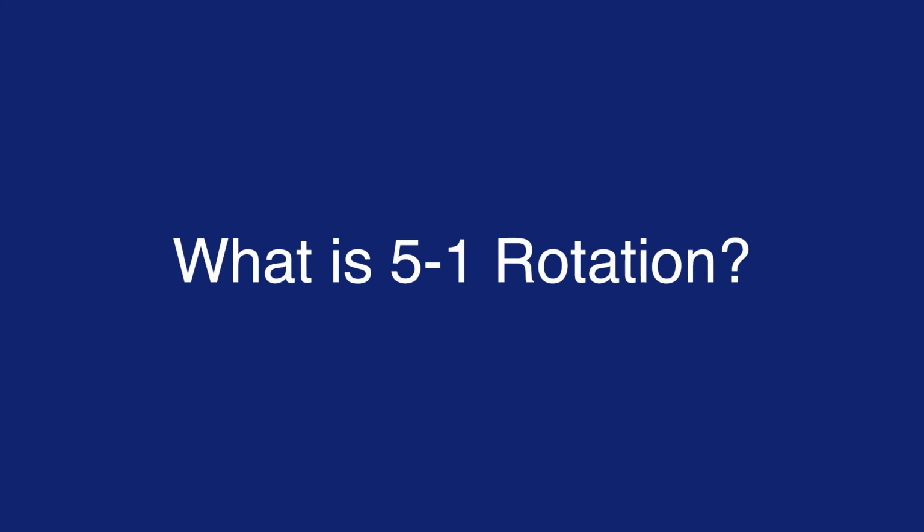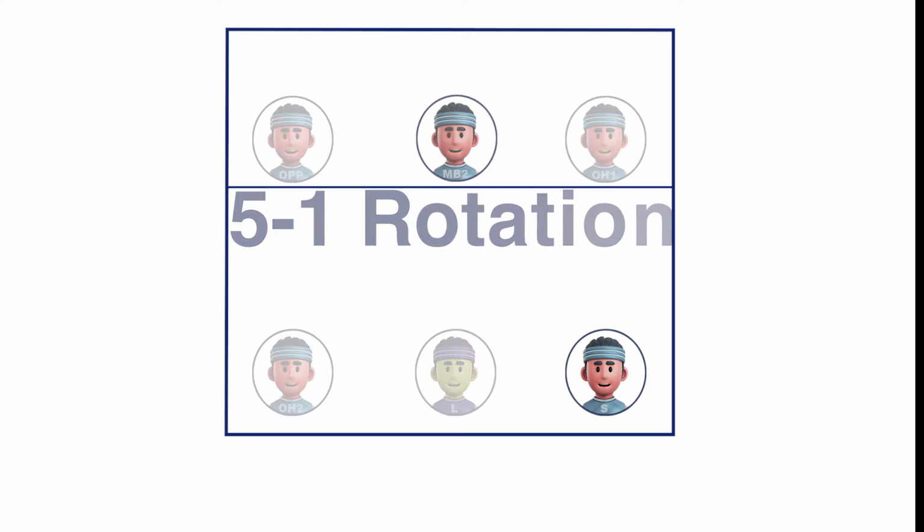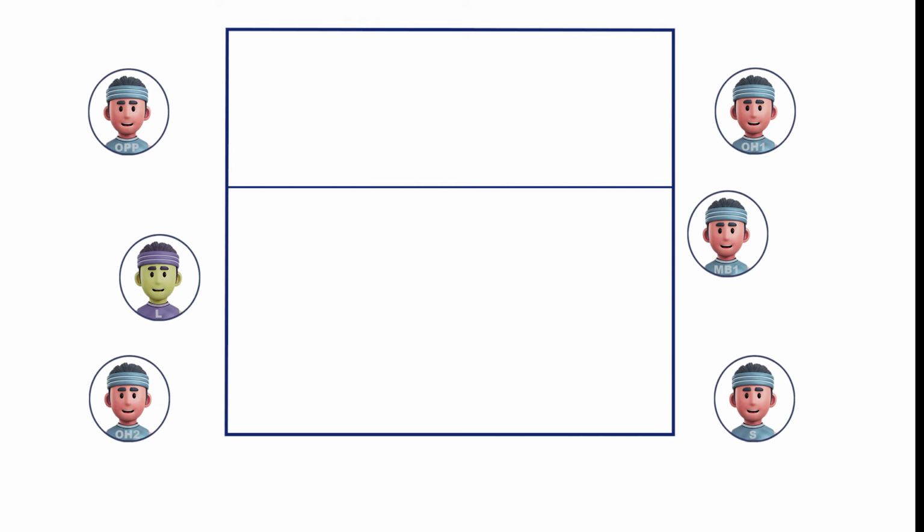What is a 5-1 rotation? As the name suggests, a 5-1 rotation consists of 5 hitters and 1 setter. To understand rotation better, let's first look at each position on the court.